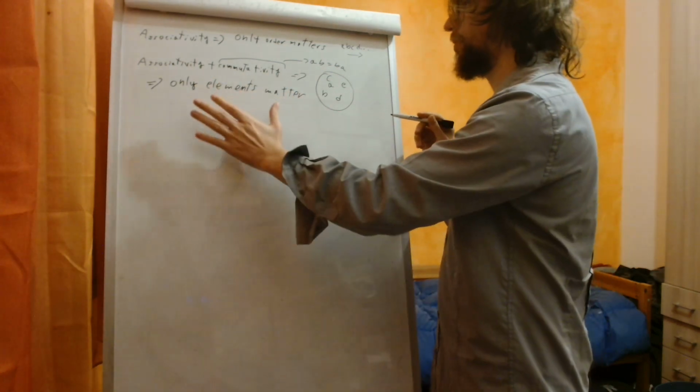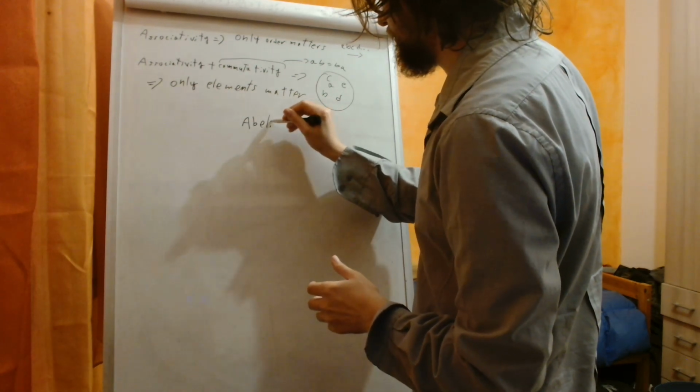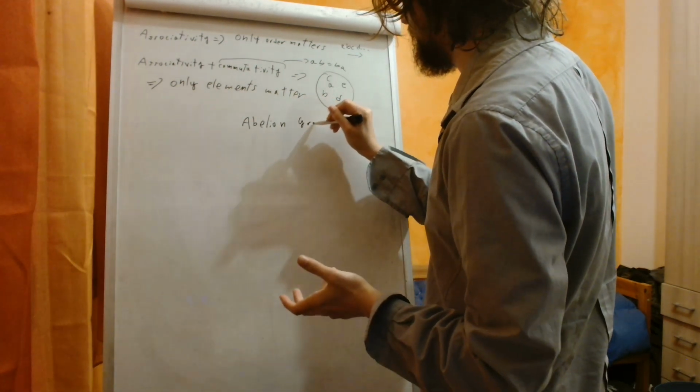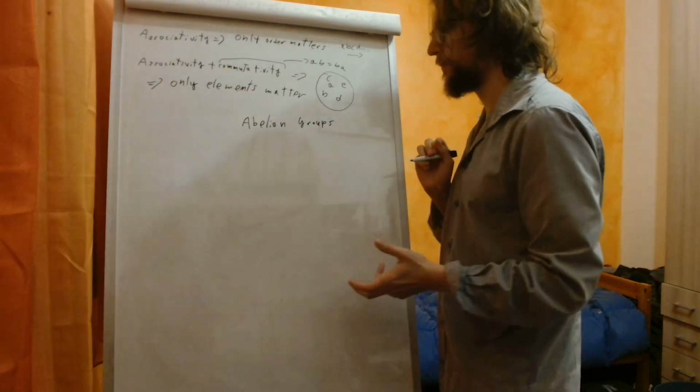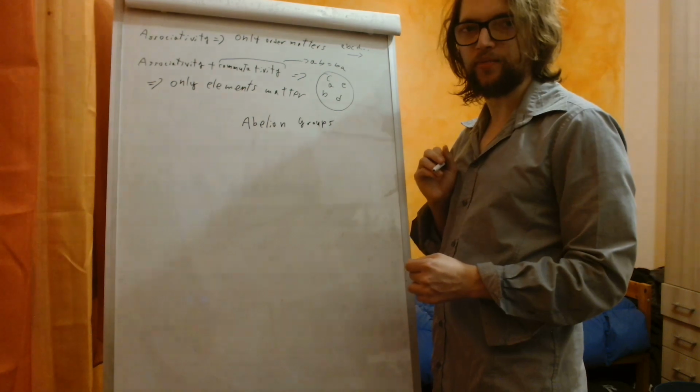Now, commutative groups are called abelian groups. So abelian groups are commutative groups. That will be a useful terminology to categorize groups.